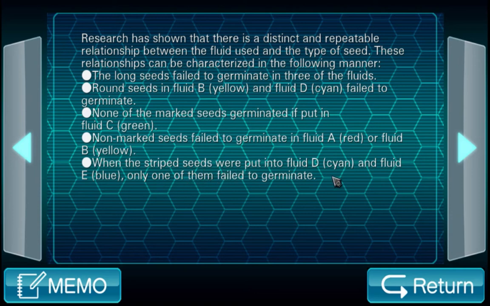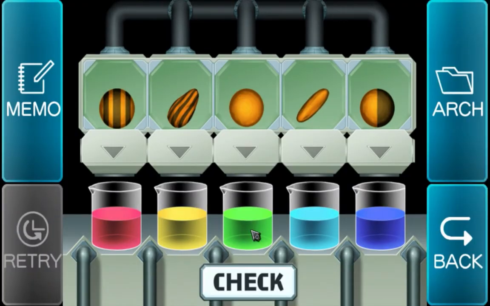This is where I had a problem. When striped seeds, one of the liquids, one of the seeds. I assumed it's the seeds, which basically means that D and E are where striped lone seed can be put, i.e. this one.